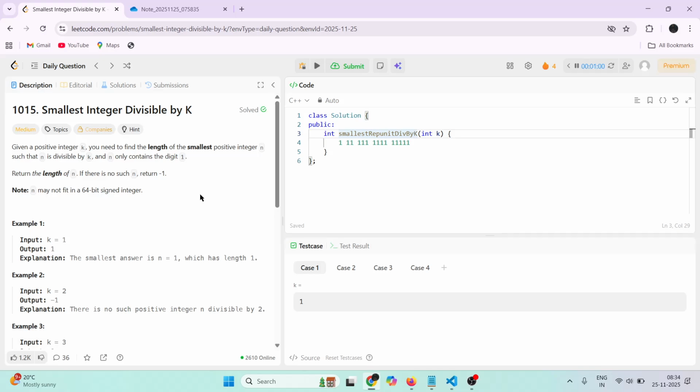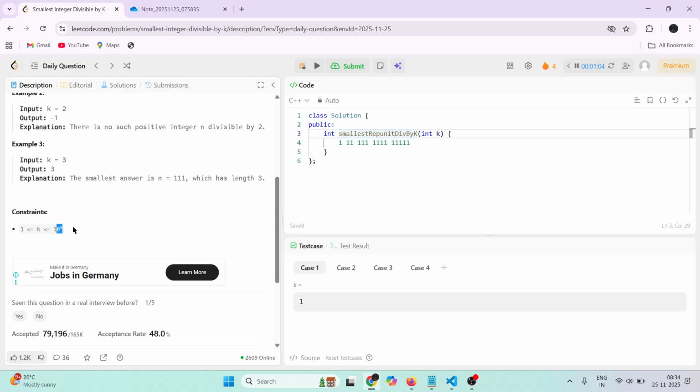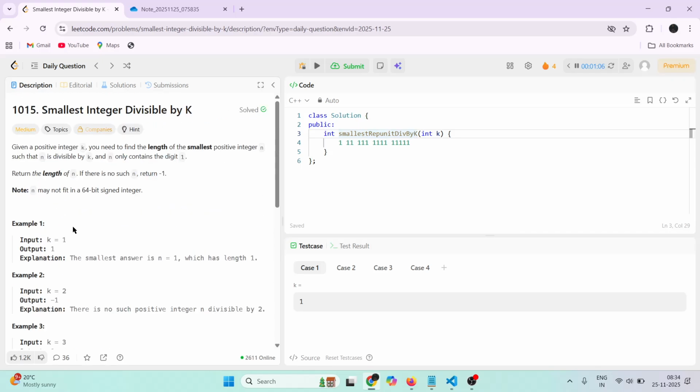Okay, so if you see, k is up to 10 to the power 5, so we will adjust for all those things later, but initially we will think about how to approach this problem. Our first task is how we get this sequence, like 1, then 11, then 111.